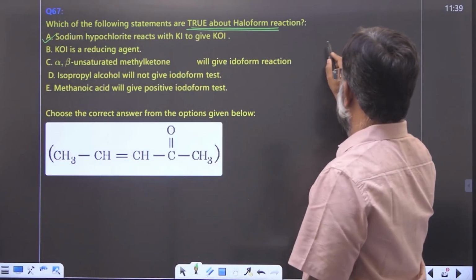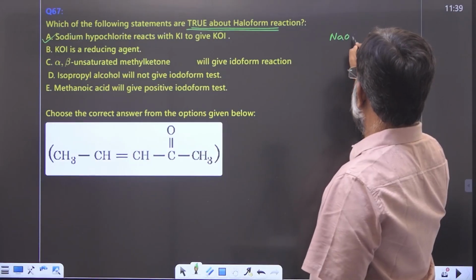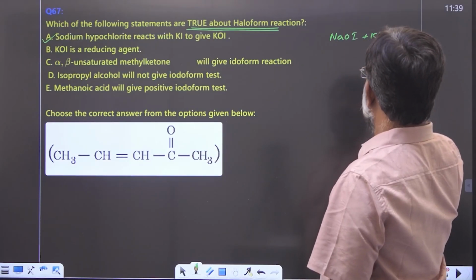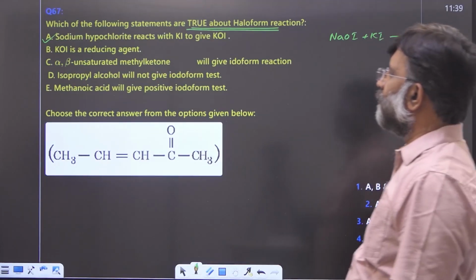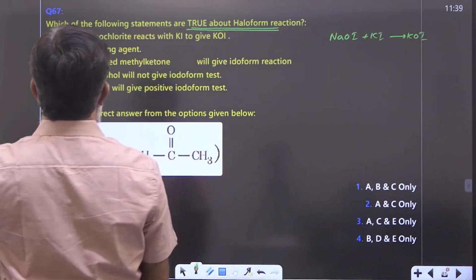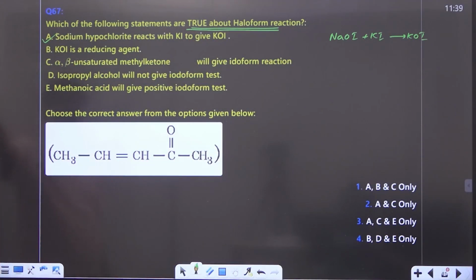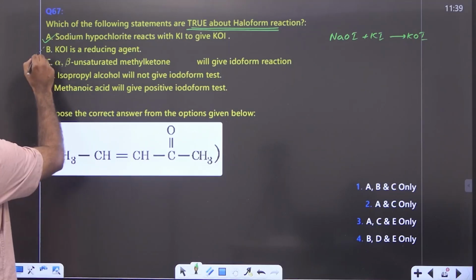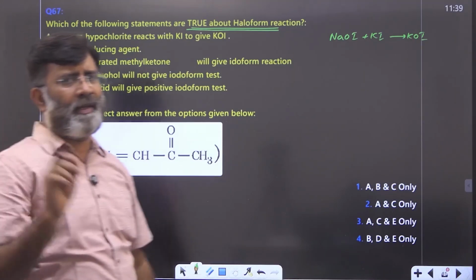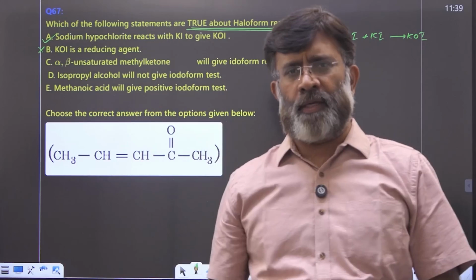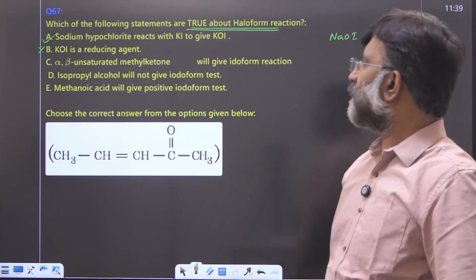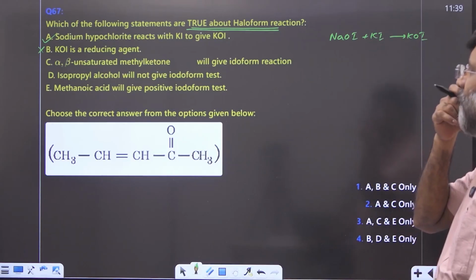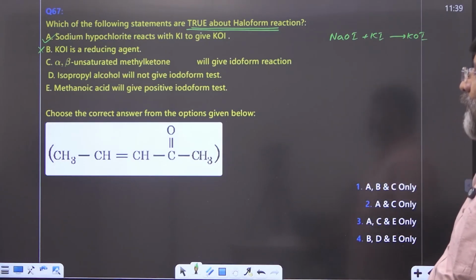Sodium hypochlorite, NaOI plus KI giving KOI. It's a true statement. Option B: KOI is a reducing agent. Wrong. KOI is an oxidizing agent. Hypoiodite, hypochlorite, they are oxidizing agents. So statement A correct, B wrong.